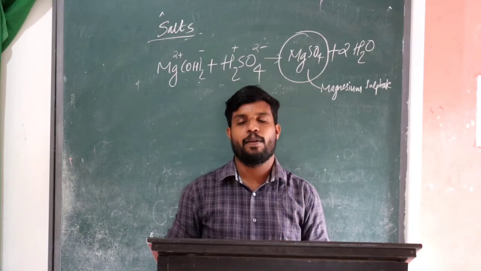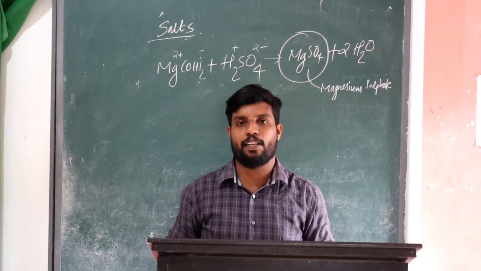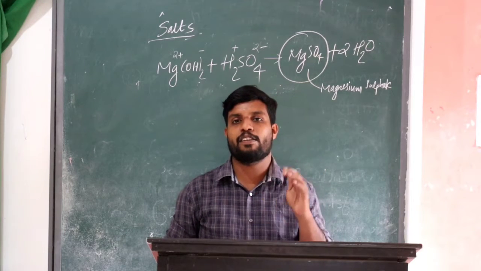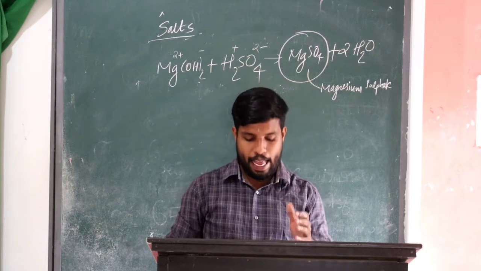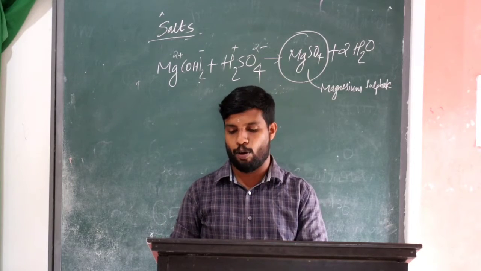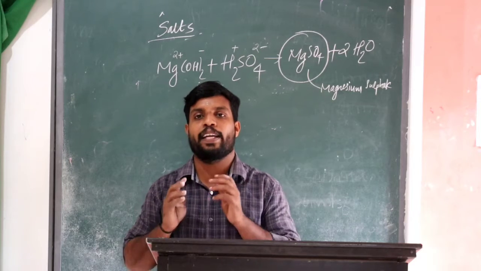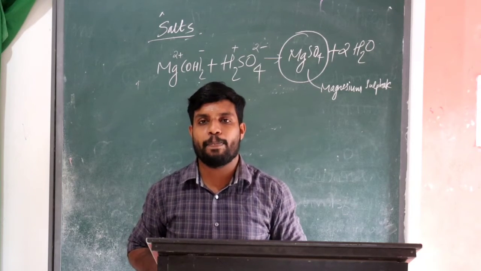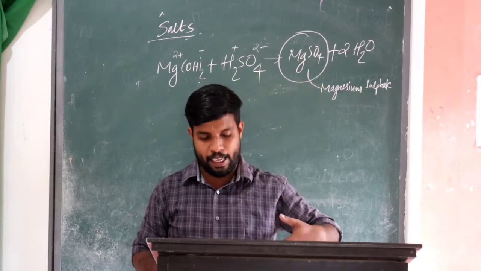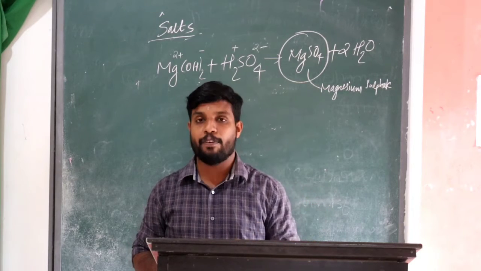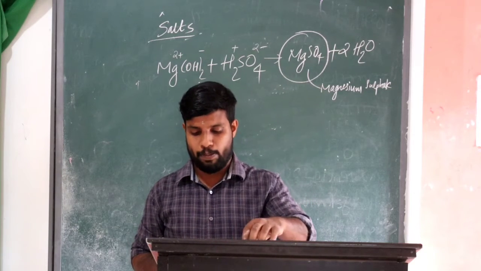Potassium phosphate. Phosphate means the acid is phosphoric acid, and the alkali is potassium hydroxide. If you get the name of a salt, we can find the acid and alkali present in that salt. So we have discussed that table 5.6 in your textbook.